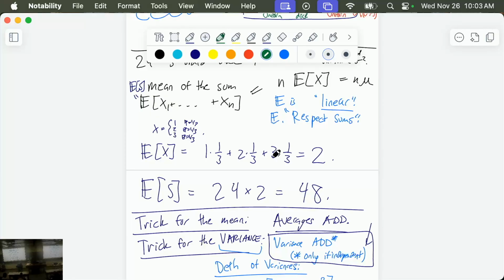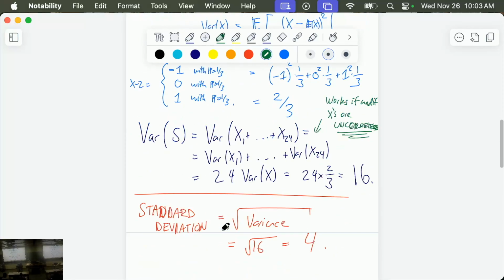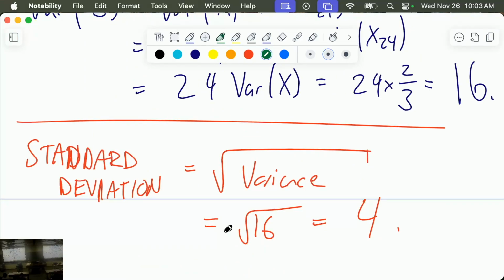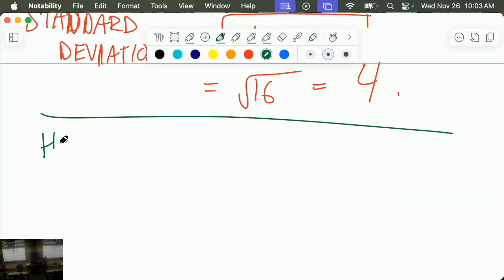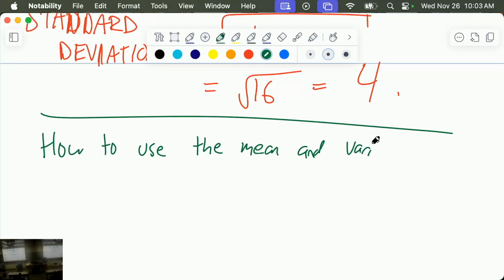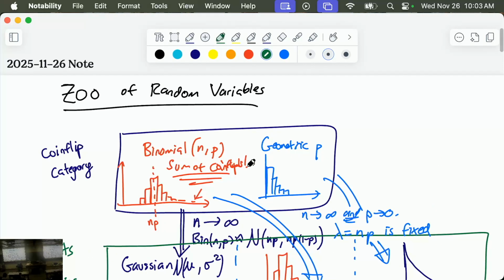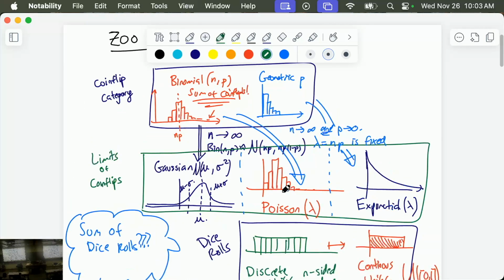Okay, so now the question is, how do we use the mean and the variance to predict values? Going all the way back to what I actually want to talk about today, where does this fit into our zoo?